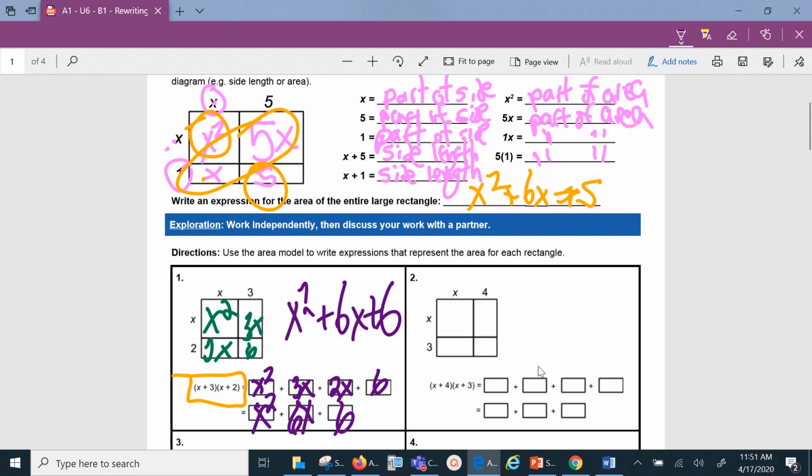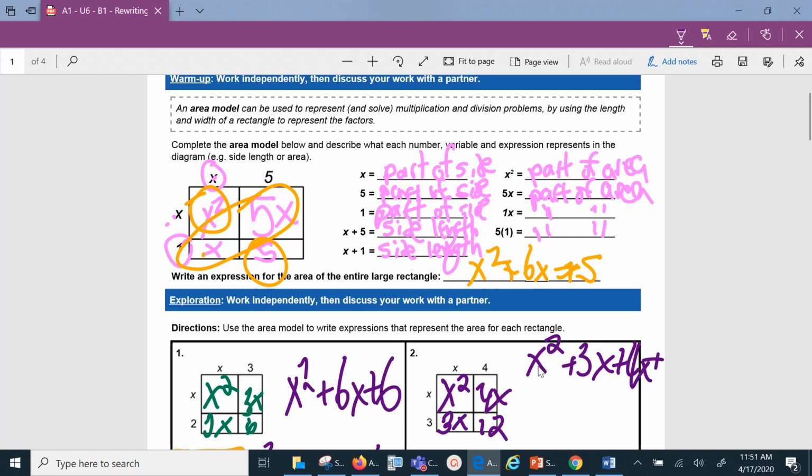All right, let's do the next problem. You need to find the product of x plus 4 times x plus 3. So you set this up, and this becomes x squared. x times 3 becomes 3x. x times 4 becomes 4x. And 3 times 4 becomes 12, right? So step one was set it up. Step two was fill it in. And step three, the final step, is to simplify. So we write x squared plus 3x plus 4x plus 12. Let me write it outside. So it's 12.